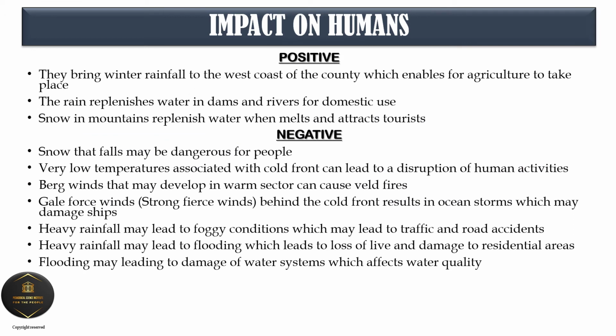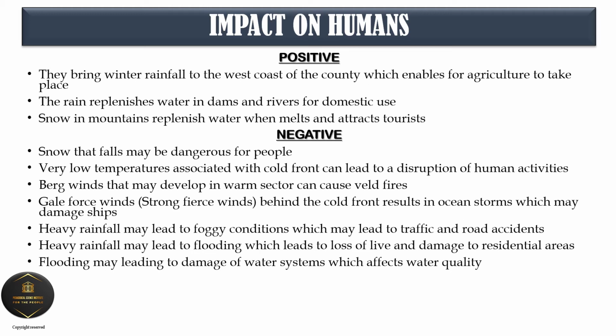The system has a dualistic impact on humans. Now, what does that mean? It means as much as the impact may be positive, it may also be negative, and vice versa, of course. Now, looking at our short notes, I've covered some of the positive impacts and some of the negative impacts of the system. Now, remember we said in South Africa, the system will affect us only in winter.